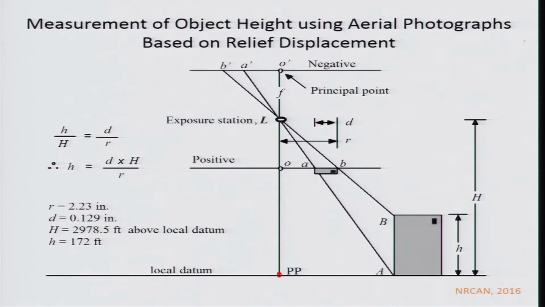And because we are viewing this with respect to the negative, this has to be drawn through the exposure station. This is because we need to consider the focal length also. So this will be projected over here, and this will be projected over here. And this gives you the height of the object, that is your small h.